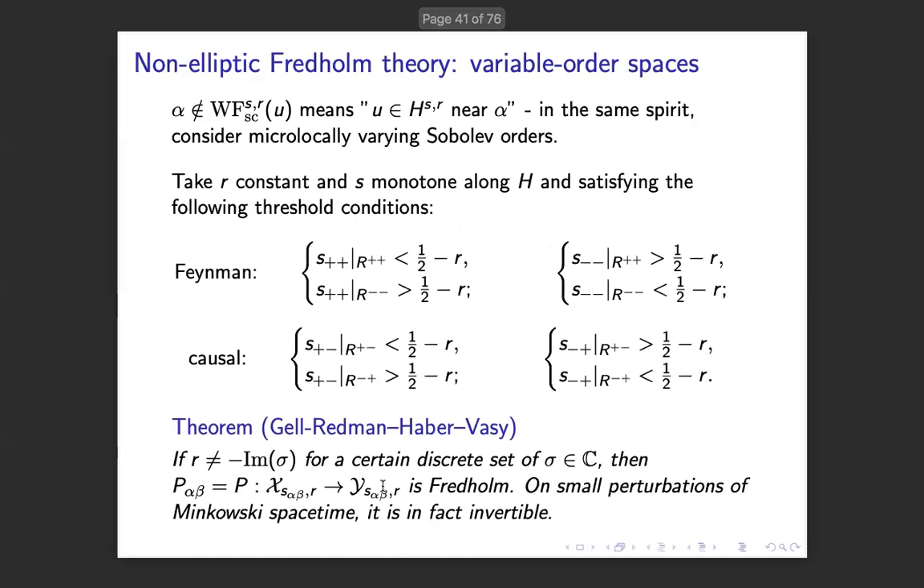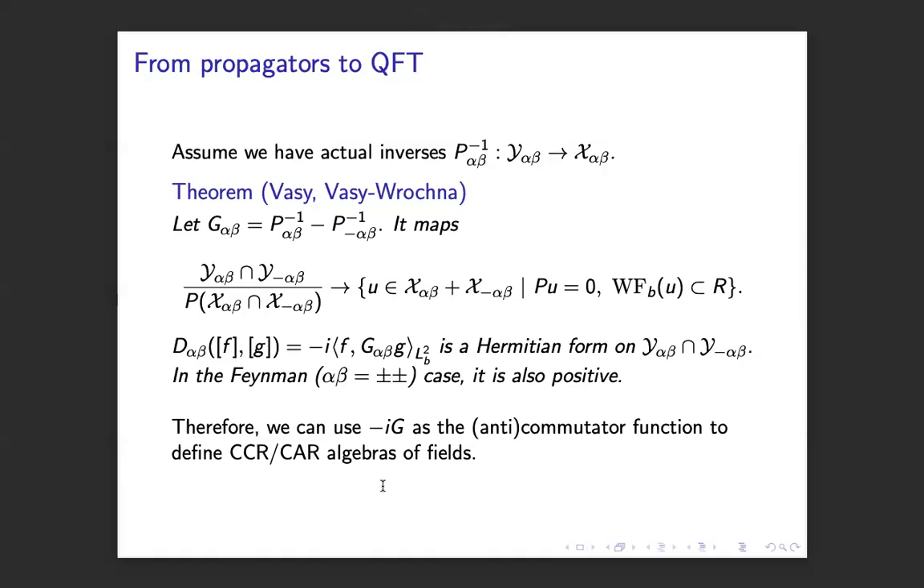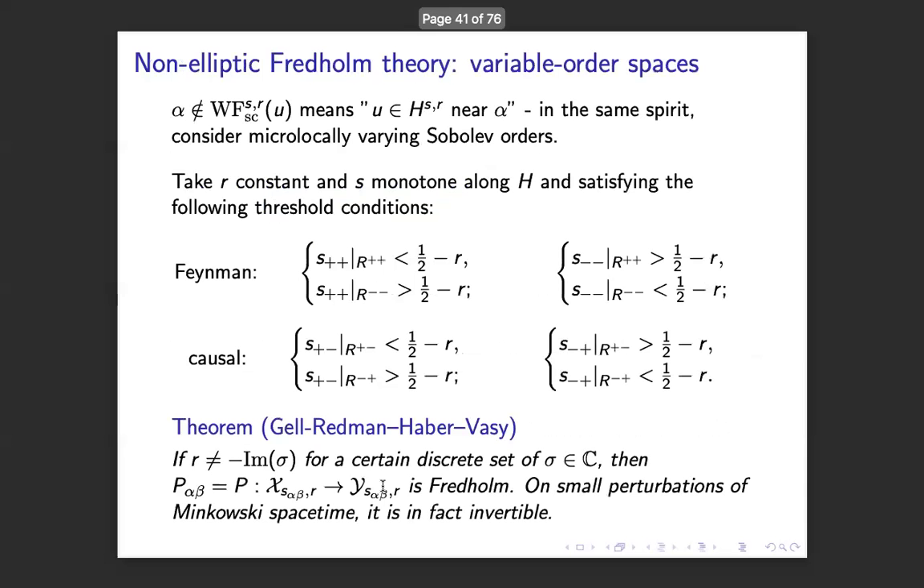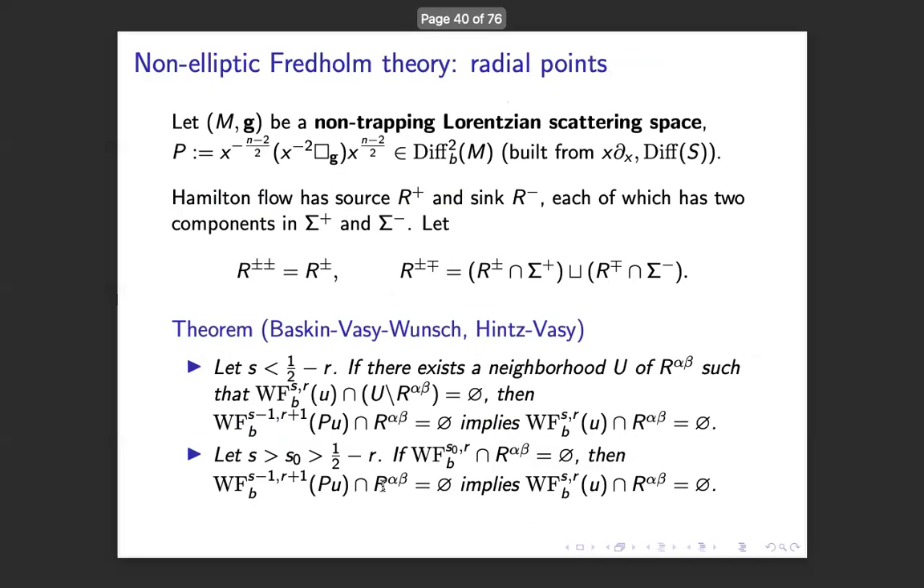There is quite a bit of technology that goes into this, but in the end of the day, you get... So for example, in the Lorentzian setting, there is this class defined, I think, in this paper by Vasy and Wrochna, called non-trapping Lorentzian scattering spaces, which is basically a class of spacetimes which at infinity look like Minkowski space, and in the interior don't have any trapping, any trapped geodesics.